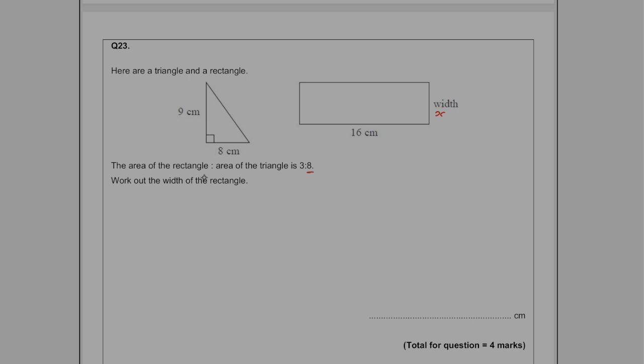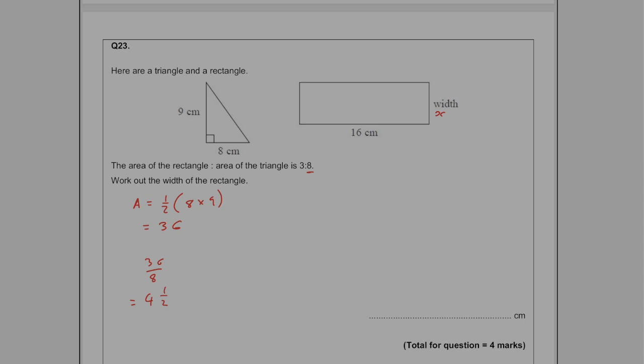So first of all, we're going to start off with the area of the triangle. The area of the triangle is equal to a half of the base times height. So a half of 8 times 9, which is 4 times 9, which gives you 36. If that is a ratio of 3 to 8, the triangle is the 8th part. So each part is worth 36 divided by 8. 8 goes into 36 four times with 4 left over, so it's 4.5. That's what one part of the ratio would be worth.